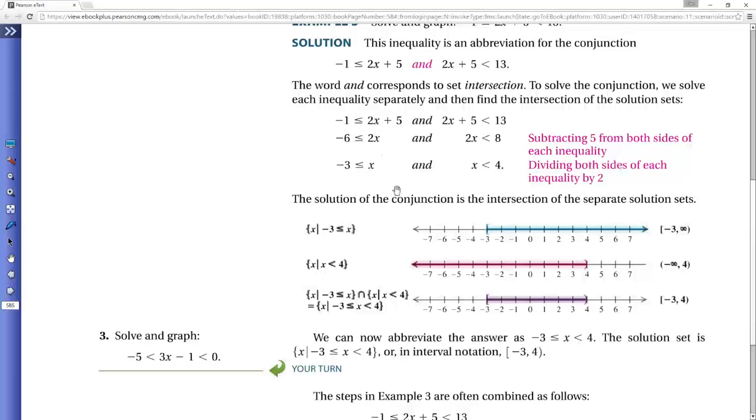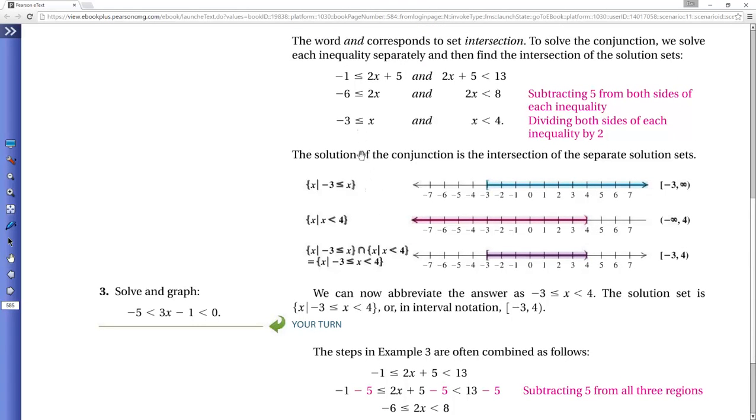I would rather stay in multiplication, and you get -3 is less than or equal to x. This one, they add -5 to both sides and they get 2x is less than 8. Take both sides times 1/2 and you get x is less than 4. Well, here is my AND statement now, which I can graph these individually.